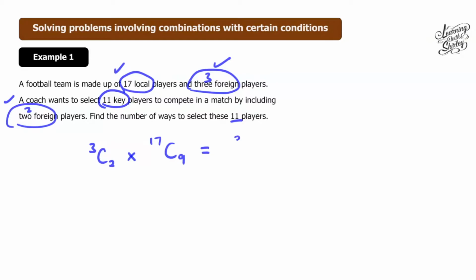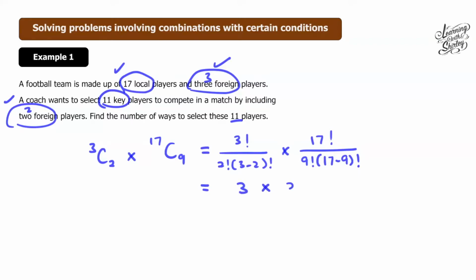So 3C2 is 3 factorial over 2 factorial times (3 minus 2) factorial, then times 17 factorial over 9 factorial times (17 minus 9) factorial. And then we use the calculator, we'll get 3 times 24,310, and the answer is 72,930 ways.